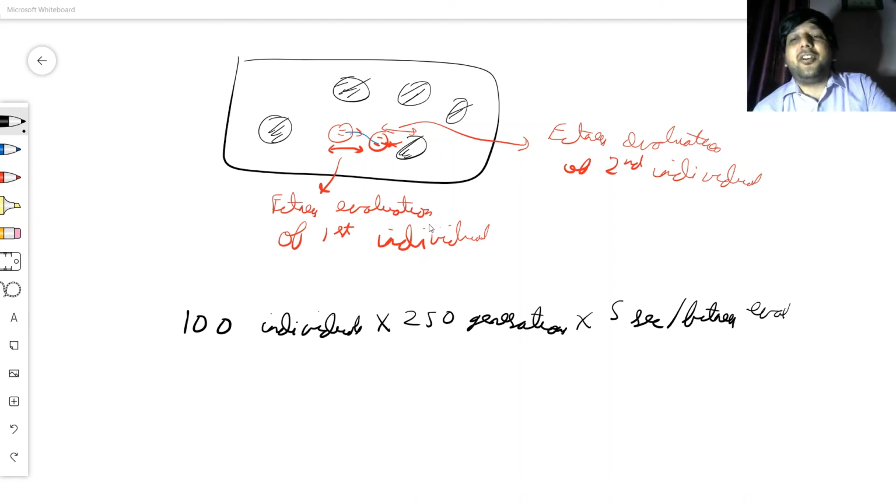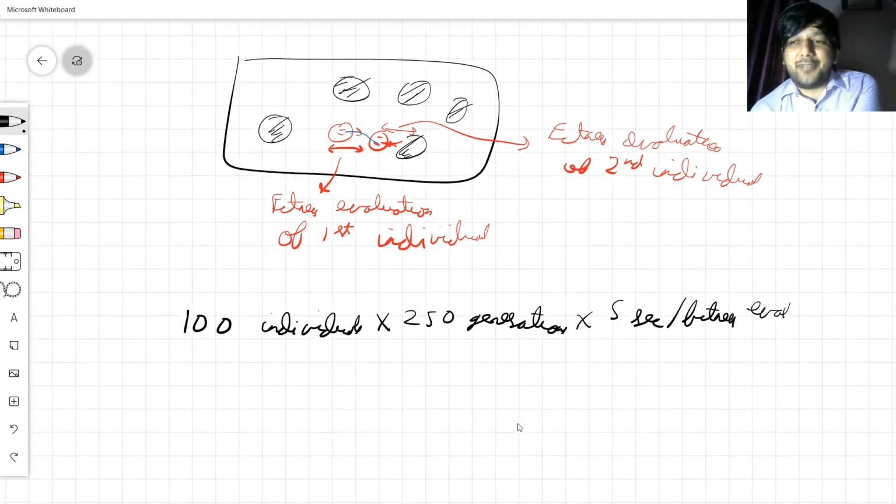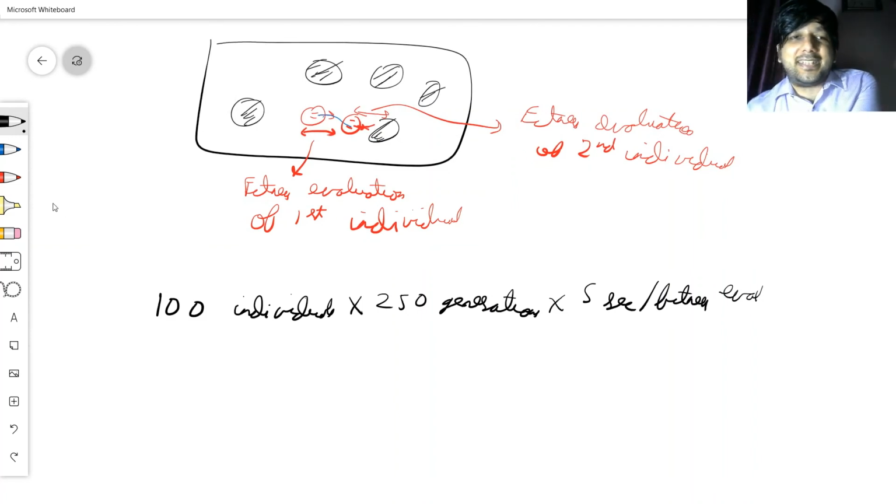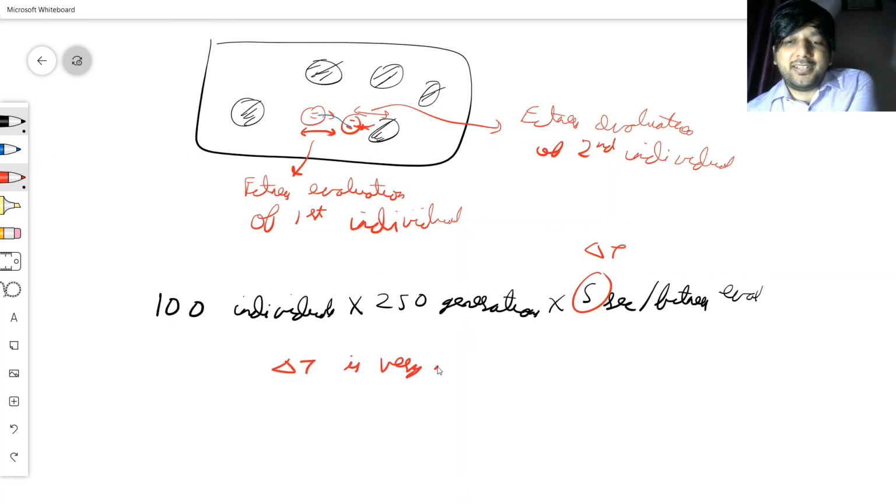So 5 seconds is already on a pretty extremely small level, and because it's already extremely small, I cannot reduce that further. However, there is one thing that we do: in general this is delta t. So delta t is very small initially, and delta t is very large in the later generations.